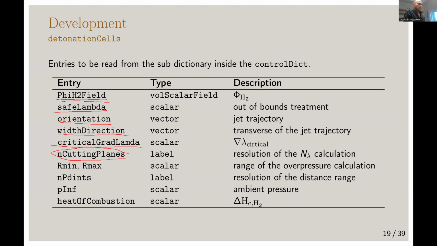So the higher the number is, the more resolved your calculation will be. And this R minimum and R max entries will take in the range of distance that you will be calculating the overpressure distribution for. And then these endpoints will control the resolution of the output of that distribution. And Pinf is the ambient pressure and heat of combustion. If you want to change that, you can also specify that in the control dict.